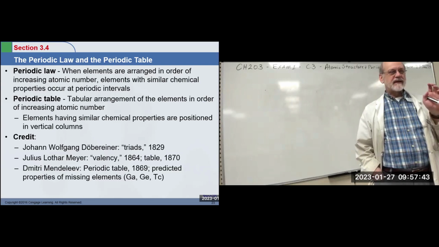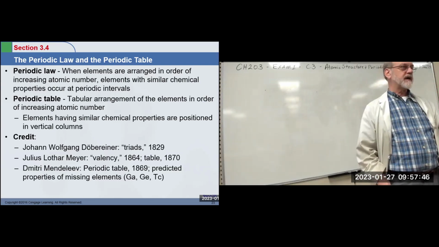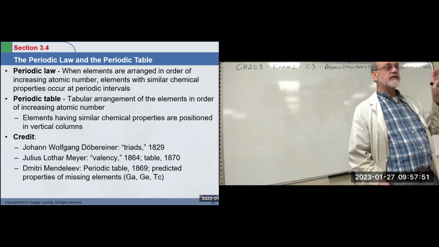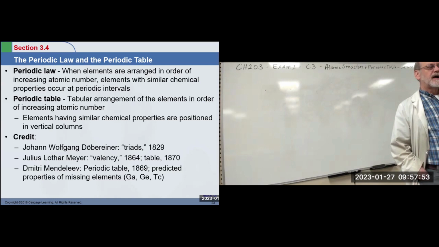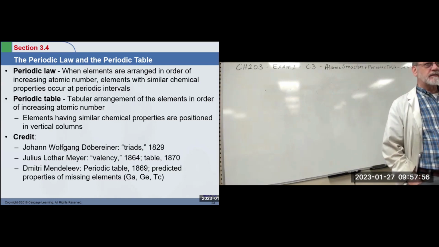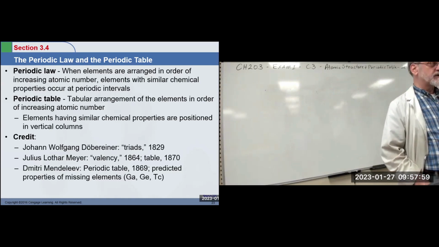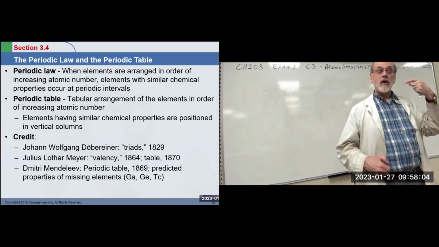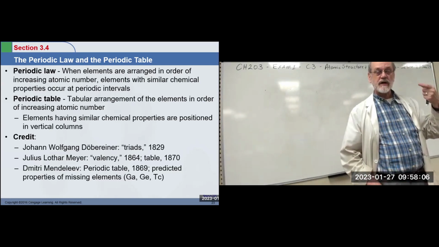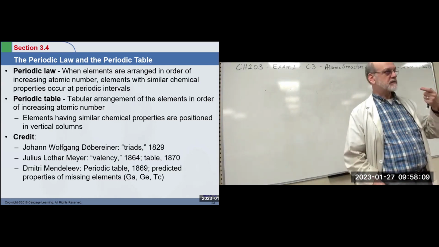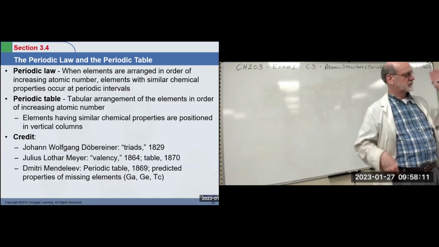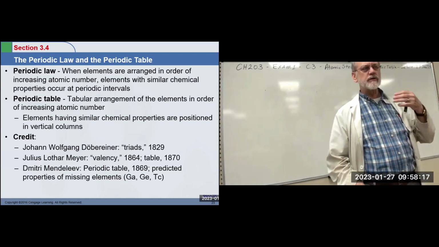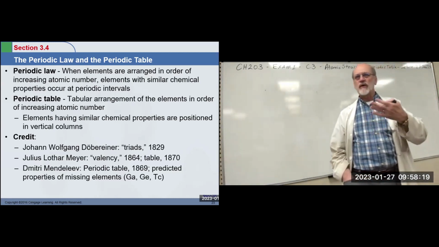But Mendeleev gets most of the credit for the periodic table, primarily because of the way he arranged them. He arranged them according to physical and chemical behavior. And all they knew at that time was atomic weights. They didn't know about atomic numbers. They didn't know about protons then. All they were able to do was compare things based upon their weights.